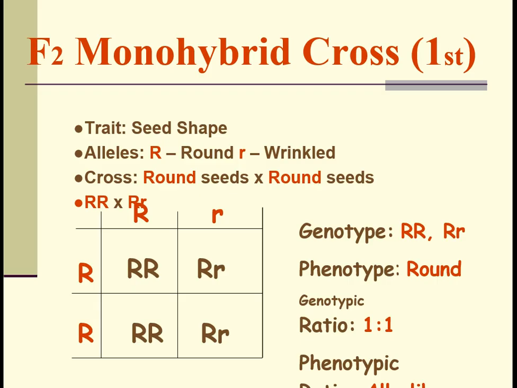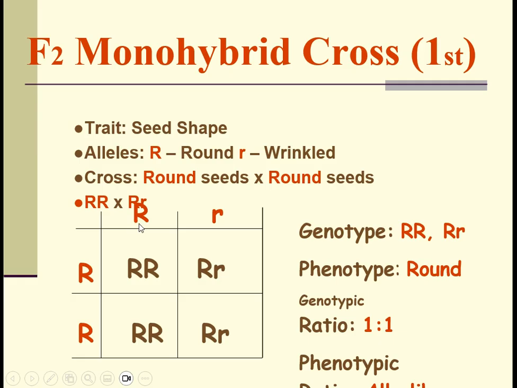F2 monohybrid cross first. Trait: seed shape. Alleles: round, wrinkled. Cross round seeds into round seeds, and here will be round seeds and wrinkled seeds. Okay, so here it is wrong. Oh no, sorry. It has been shown as the test cross. So first he has taken the homozygous dominant character and crossed it with the heterozygous dominant character. So it is what I was explaining, that it is called the test cross.